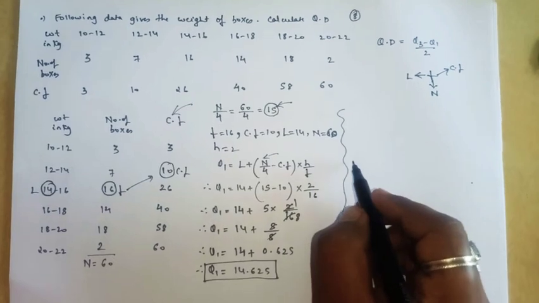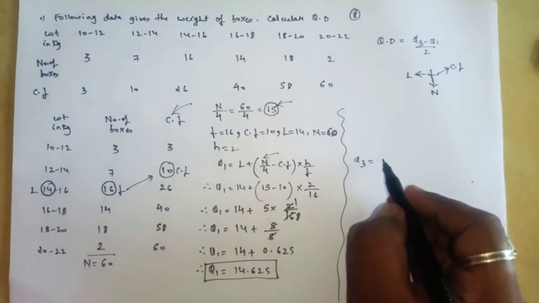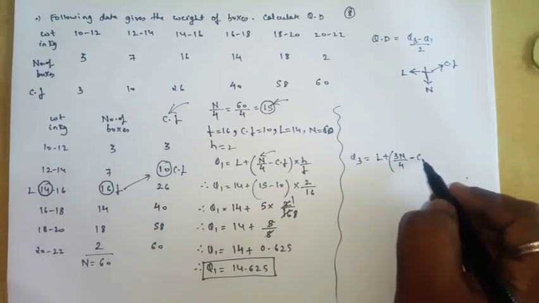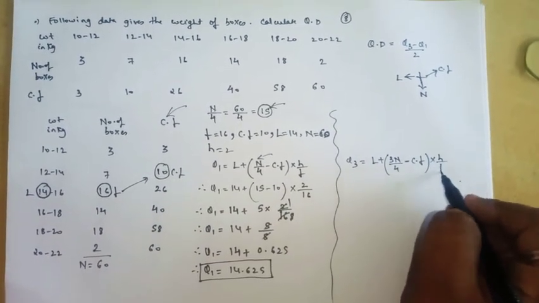Now we'll find Q3. For Q3 the formula is L plus 3N upon 4 minus CF into H upon F.